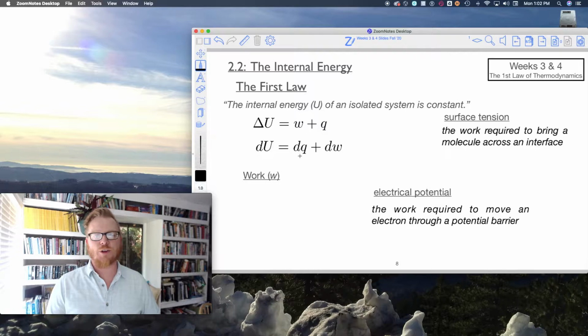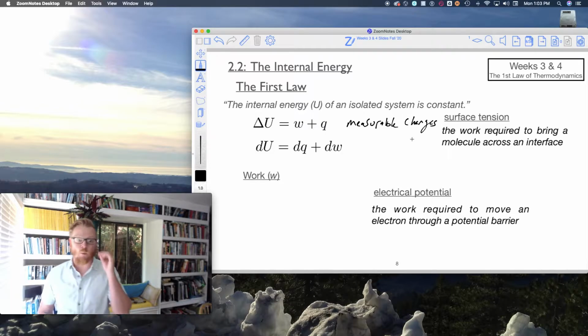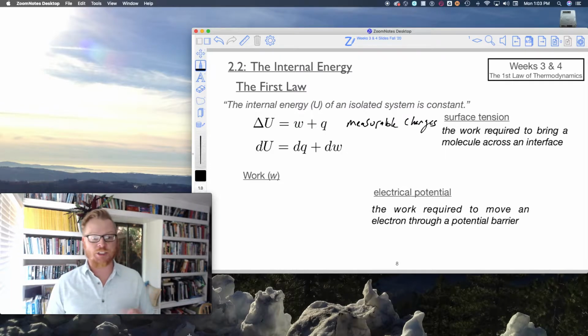Okay, and so you can see I've written it in two ways, and I want you to get used to seeing the first law in two different ways. Delta U equals W plus Q, or dU equals dQ plus dW. Okay, so this is for measurable changes. And by measurable changes, I mean what we can actually accomplish in the lab, right?